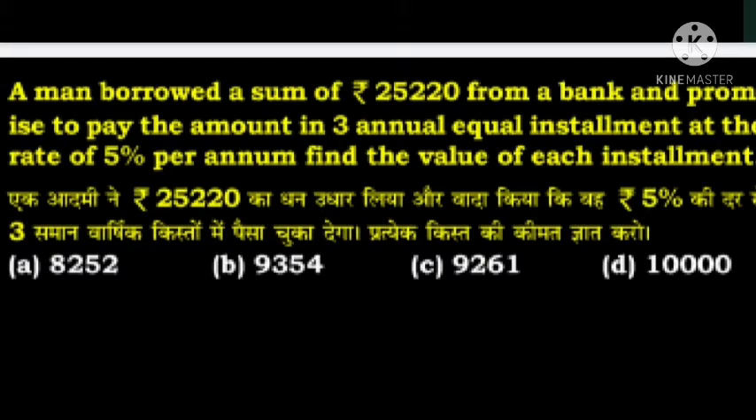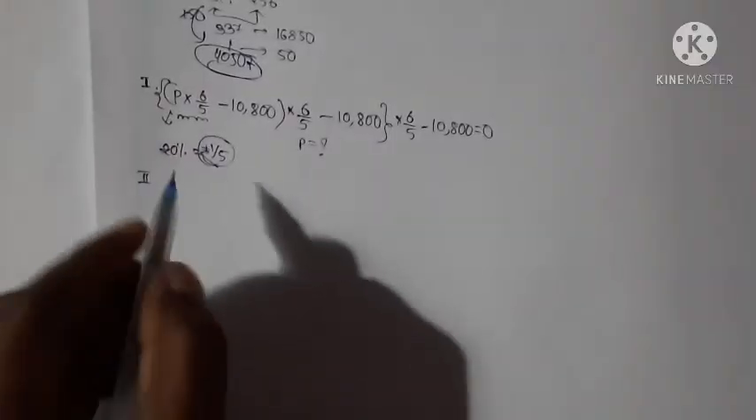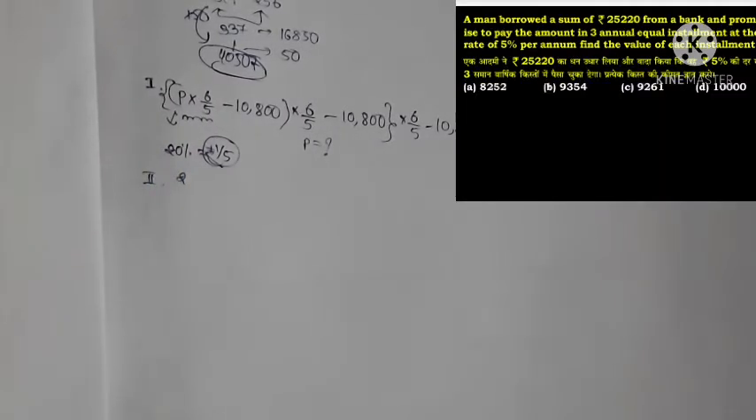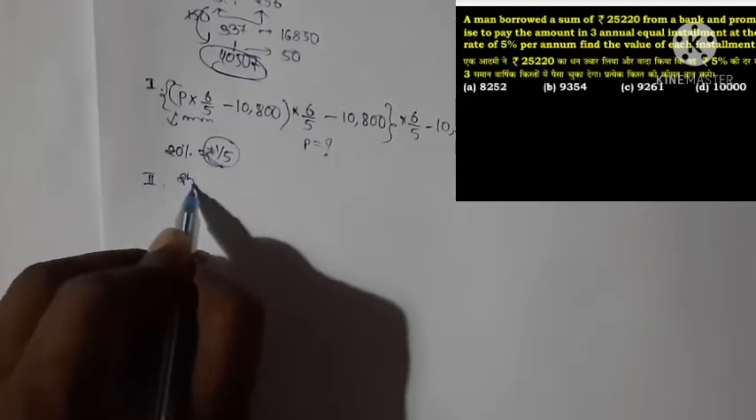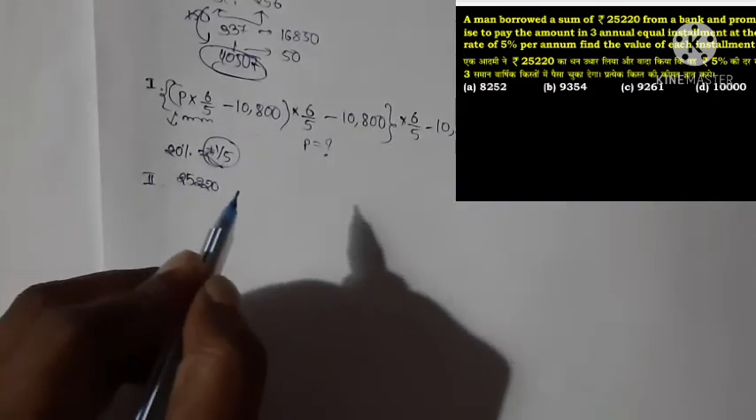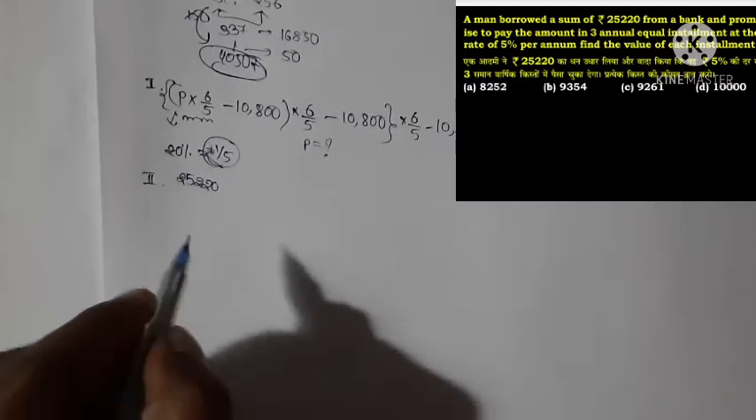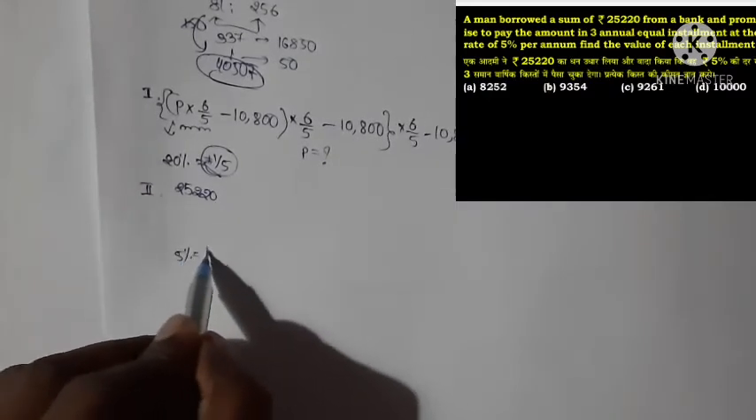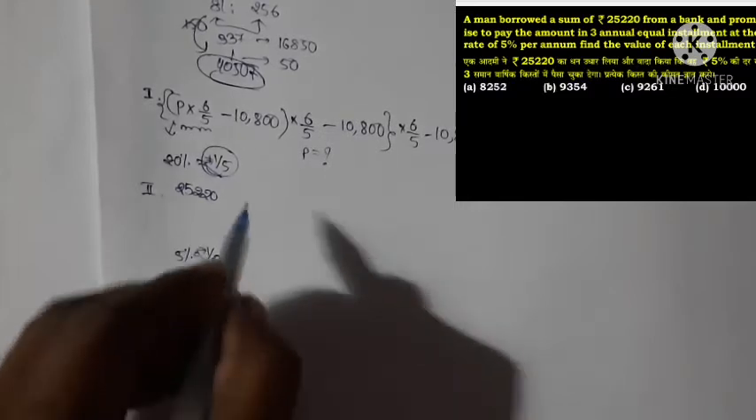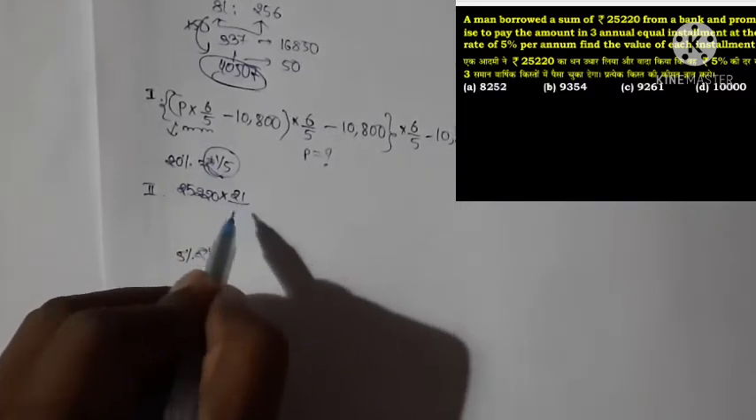So next, a man borrowed a sum of 25,250 from a bank and promised to pay the amount in 3 annual equal installments at the rate of 5% per annum. Find the value of each installment. The principal is 25,250 and the rate of interest is 5%. 5% is 1 by 20. So it is increased by 1. So 21 by 20.